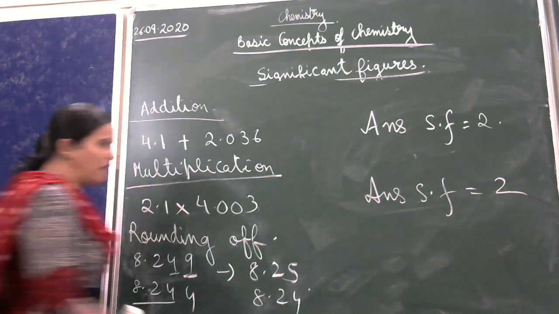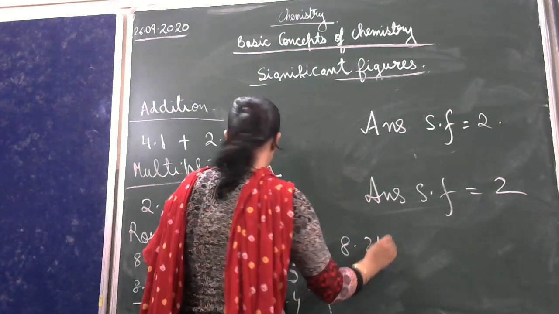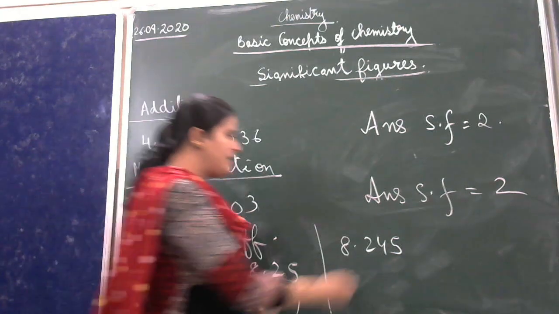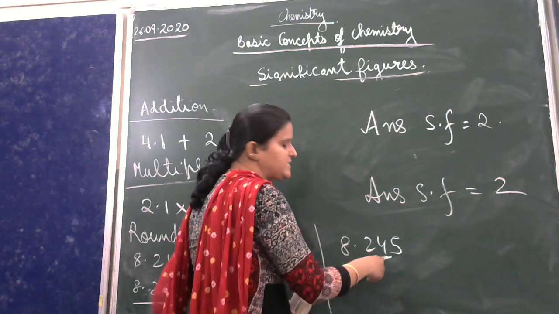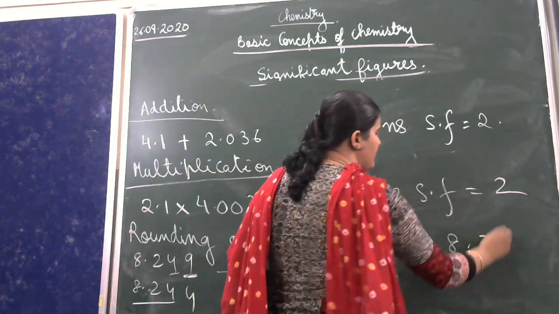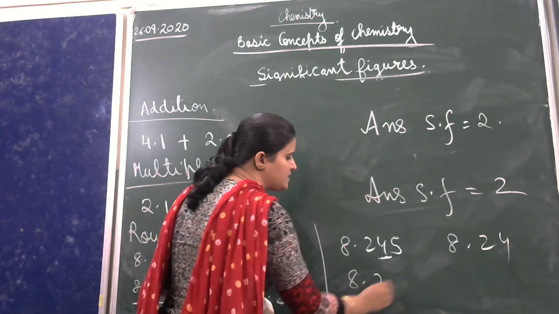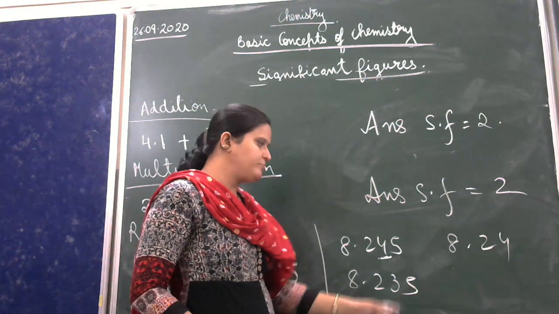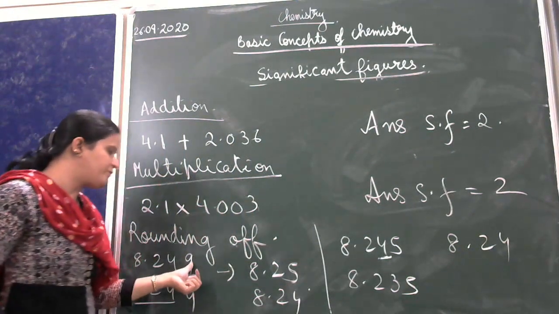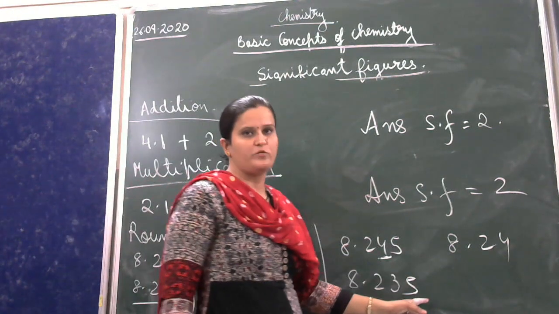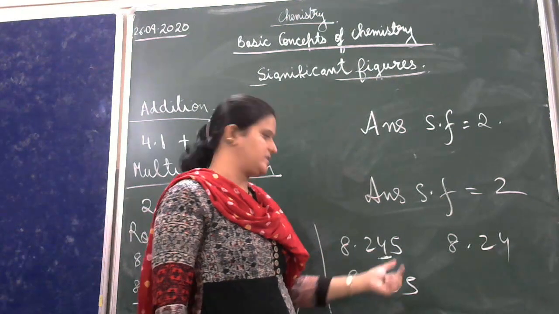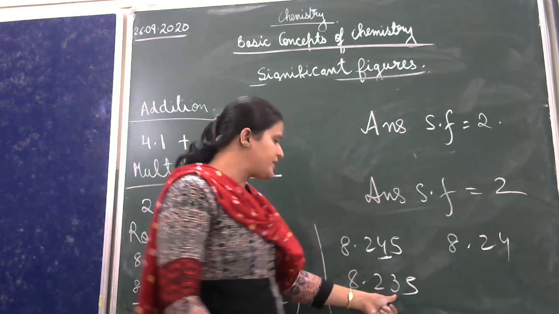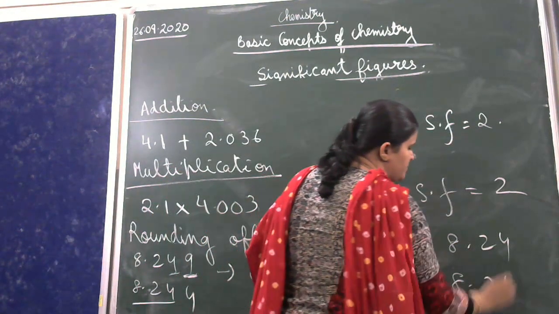This is rounding off. But if this number is equal to 5, then what will you do? When your last digit is greater than 5, less than 5, and when it is equal to 5. Equal to 5, there can be two cases. The previous number can be even. If it is even, leave it as it is. If it is odd, then you have to increase it by 1.